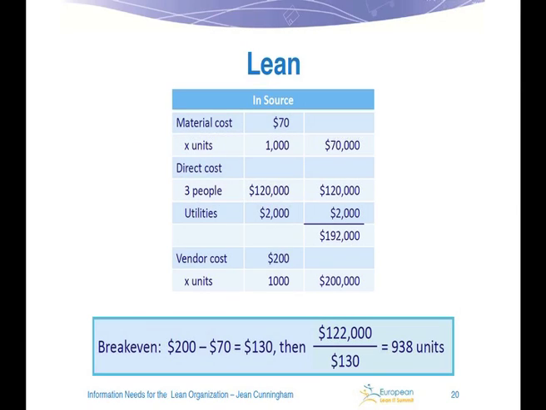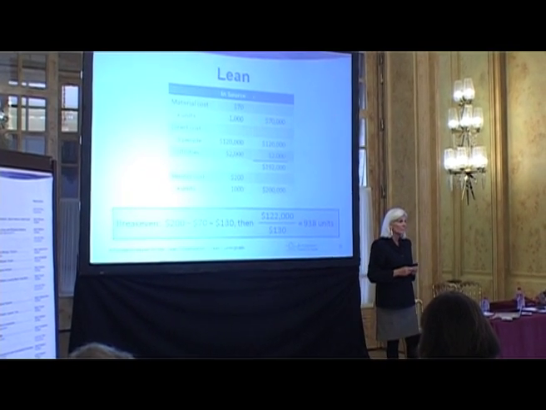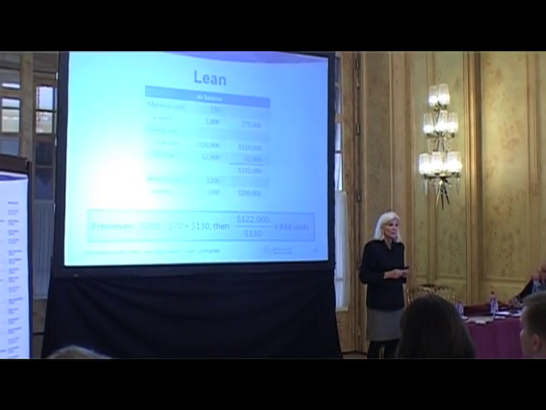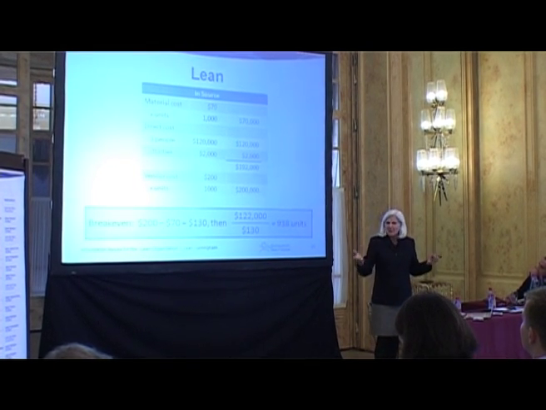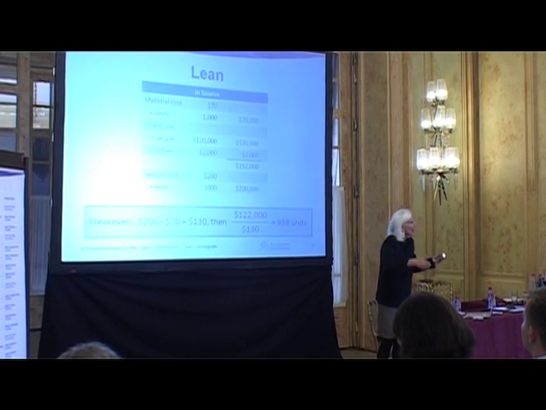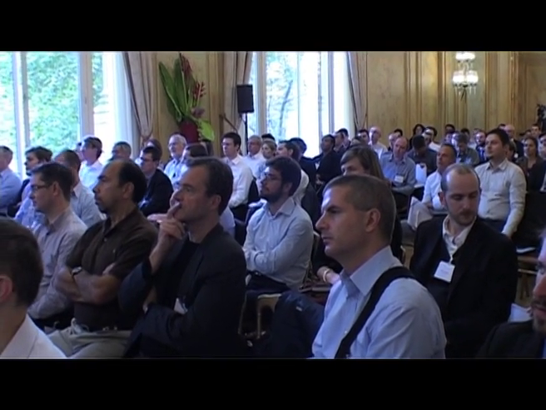Here's the lean information. We'd say, it would take $70 per item of material costs. We think we're going to make 1,000 units, so we're going to spend $70,000. We're going to have to utilize 3 people, let's say at a cost of $120,000. We're going to have some additional utilities. See how these are real? These are real things you're doing. These are actually physical actions you're taking. And we're putting money to these physical actions. Now it's $192,000.